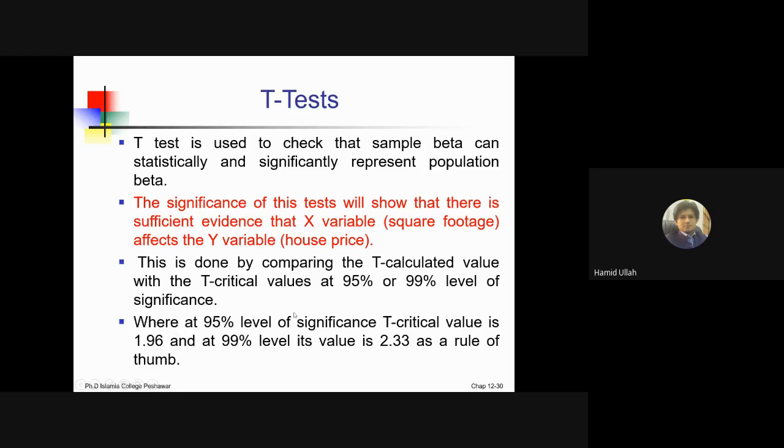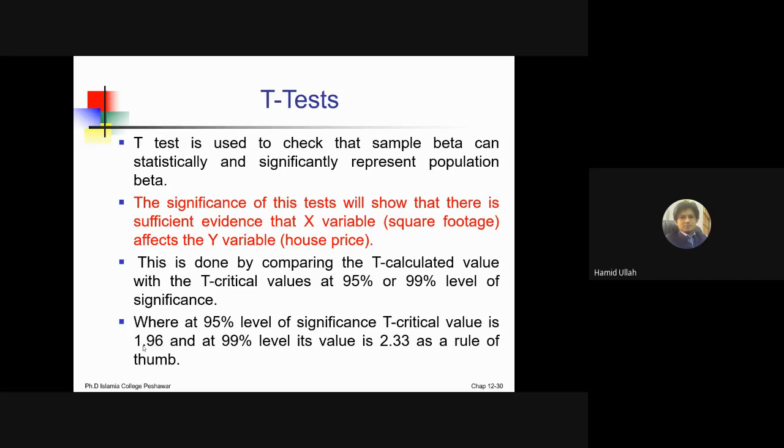Now, a rule of thumb, let's make it simpler for you. You need not go and see a big table for that. Just remember this sentence: at the 95% level of significance, the T critical value is 1.96. From the table, as a rule of thumb, we generally assume that in the case of a large sample, at the 95% level of confidence, the T critical value is 1.96.